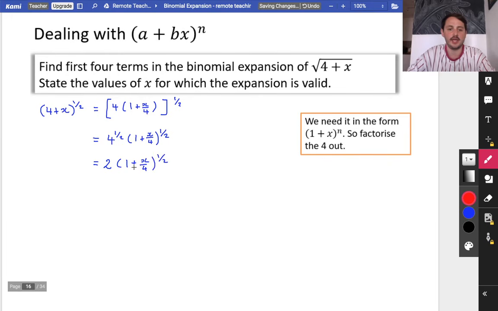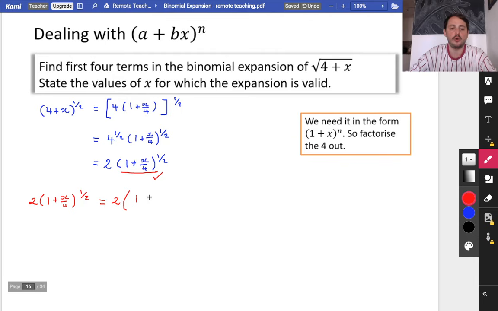Now this thing here, we know how to do, so we can work it out. Should I put the 2 in front? Yes, I am going to keep the 2 in front. So I'm going to have 2, 1 plus x over 4 to the half. And now it's just like what we've been doing beforehand. So I'm going to do 2, and I'll do some big brackets here. And I want to go up to the first 4 terms. That means I'm going to include a cubic.